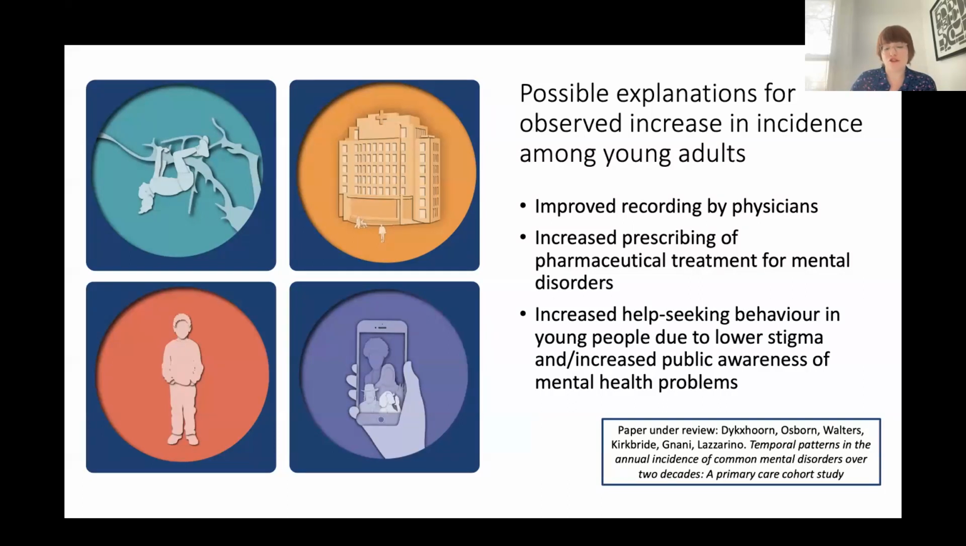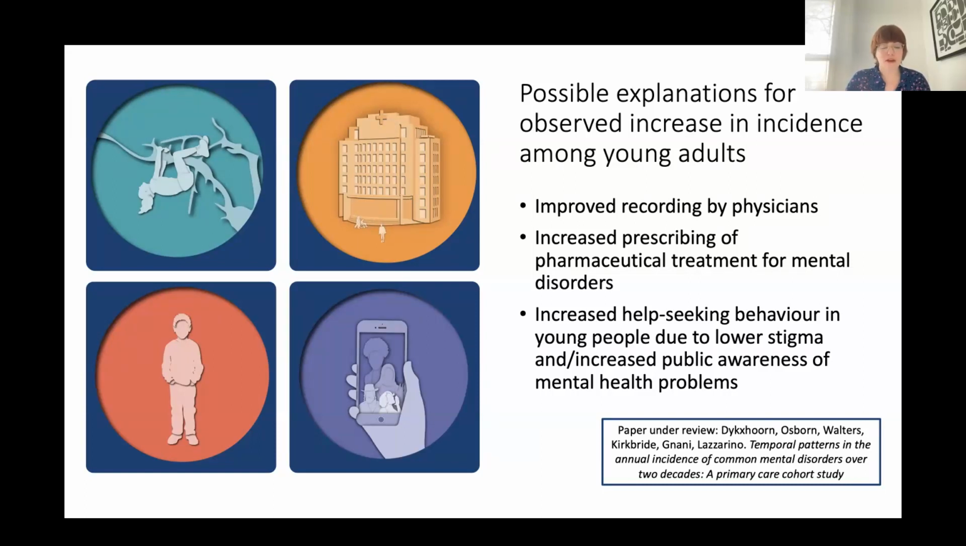So this could be changes in recording by physicians, so maybe differences in terms of identifying common mental disorders or coding symptoms and diagnoses in the electronic health records. However, since the incidence is stable in some of the older groups, we don't think that this would completely account for the differences that we're seeing. There also may be changing practices in terms of physicians' readiness to prescribe pharmaceutical treatment for mental disorders.